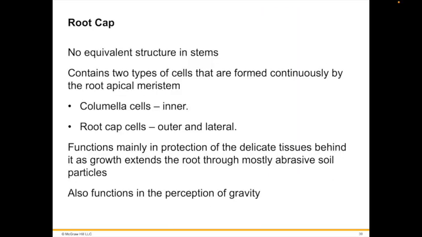The root cap has no equivalent in stems. It is composed of two types of cells: the inner columella cells, which look like columns, and the outer lateral root cap cells, which are continuously replenished by the root apical meristem. In some plants with larger roots, the root cap is quite obvious. Its main function is to protect the delicate tissues behind it as its growth extends the root through mostly abrasive soil particles.